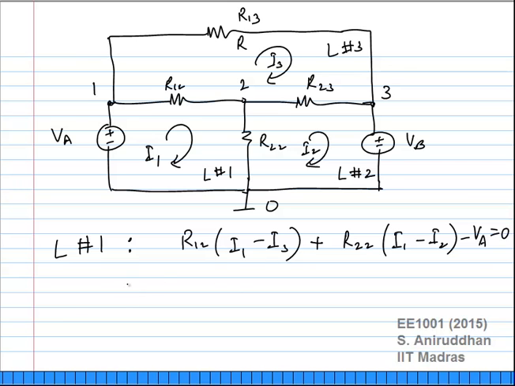So I'm going to write this as R12 plus R22 times I1 minus R22 I2 minus R12 I3 equals VA. So I am again rearranging this in the same form we did for nodal analysis. A bunch of resistors times the current variables is equal to the set of independent voltage sources. Clear so far?